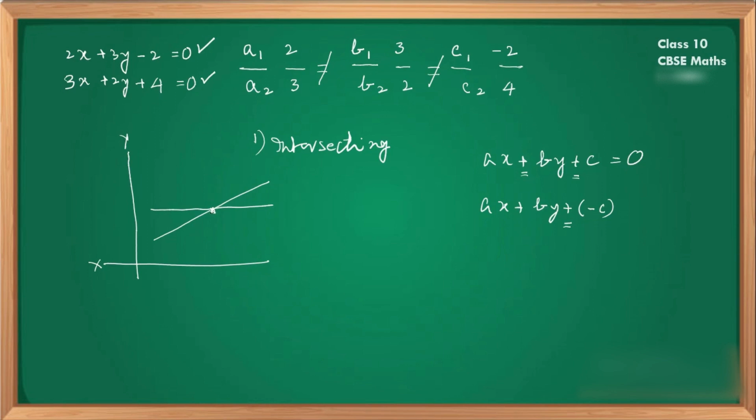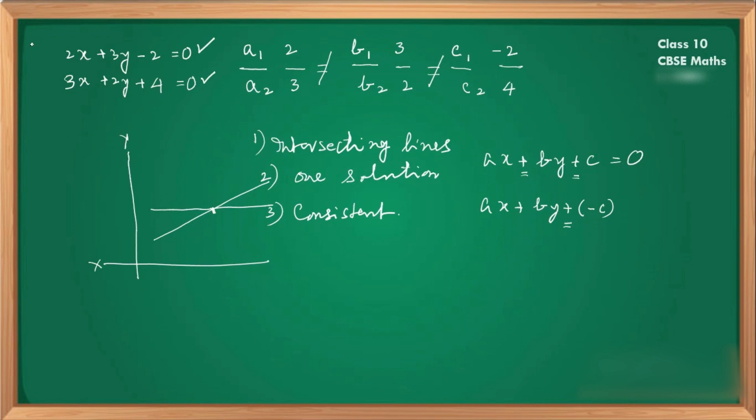That point will have two coordinates, x and y. We can then find out the value of x and y this way, and this is called intersecting lines. In such cases where the lines intersect, you will have only one solution. Such conditions are called consistent. Now these are the 3 points you have to remember in each case.